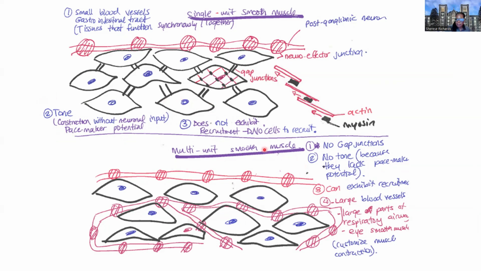And then compare that to multi-unit smooth muscle: no gap junctions, no tone, because they're all beating individually and they don't have pacemaker potential. They can exhibit recruitment. And then the examples here are going to be large muscles where we want to have customized contractions. So large blood vessels, large parts of the airway, and structures of the eyes.